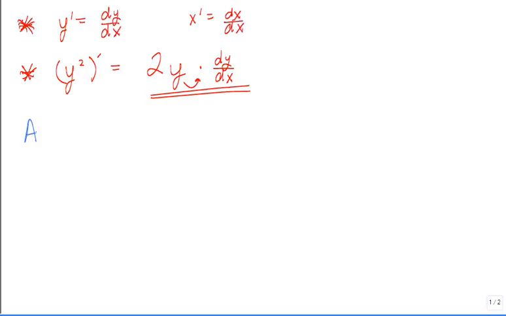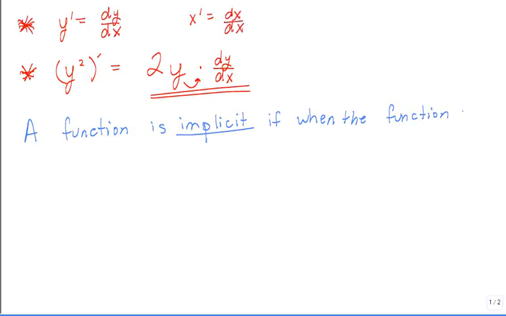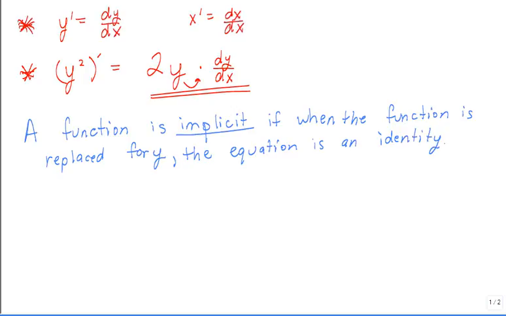Okay. A function is implicit, or an implicit function, if when the function is replaced for y, the equation is an identity. That means it's always equal.